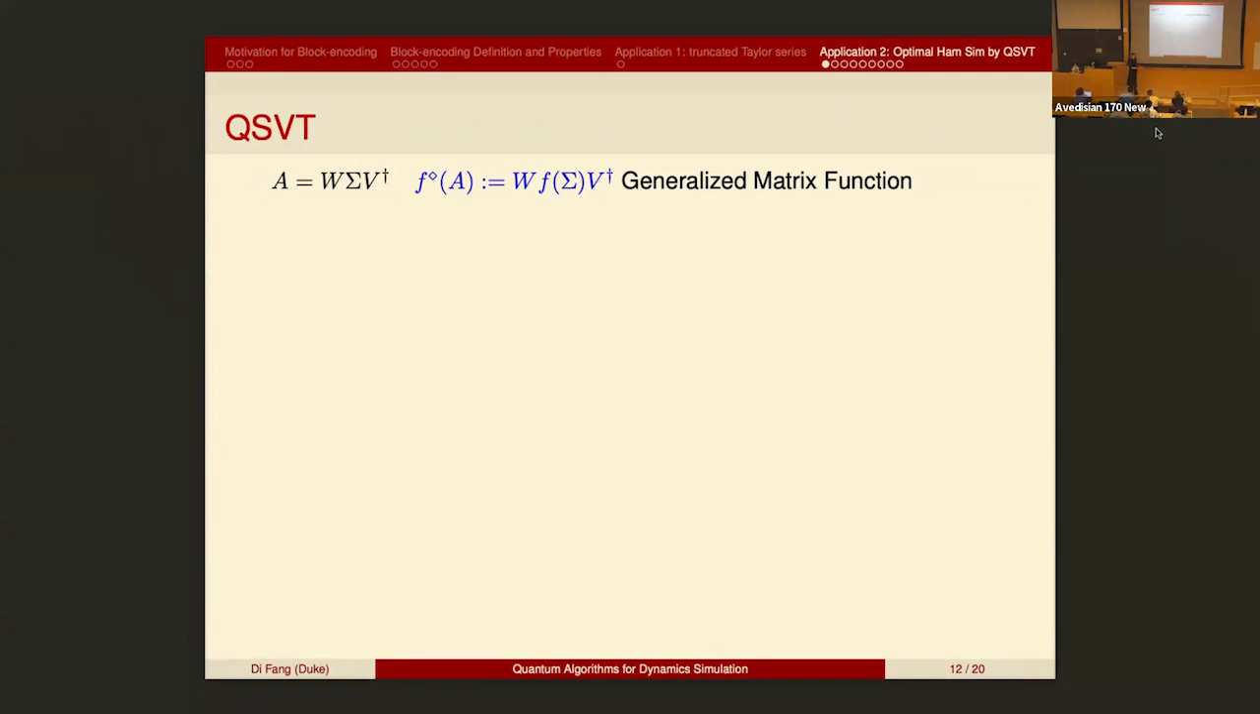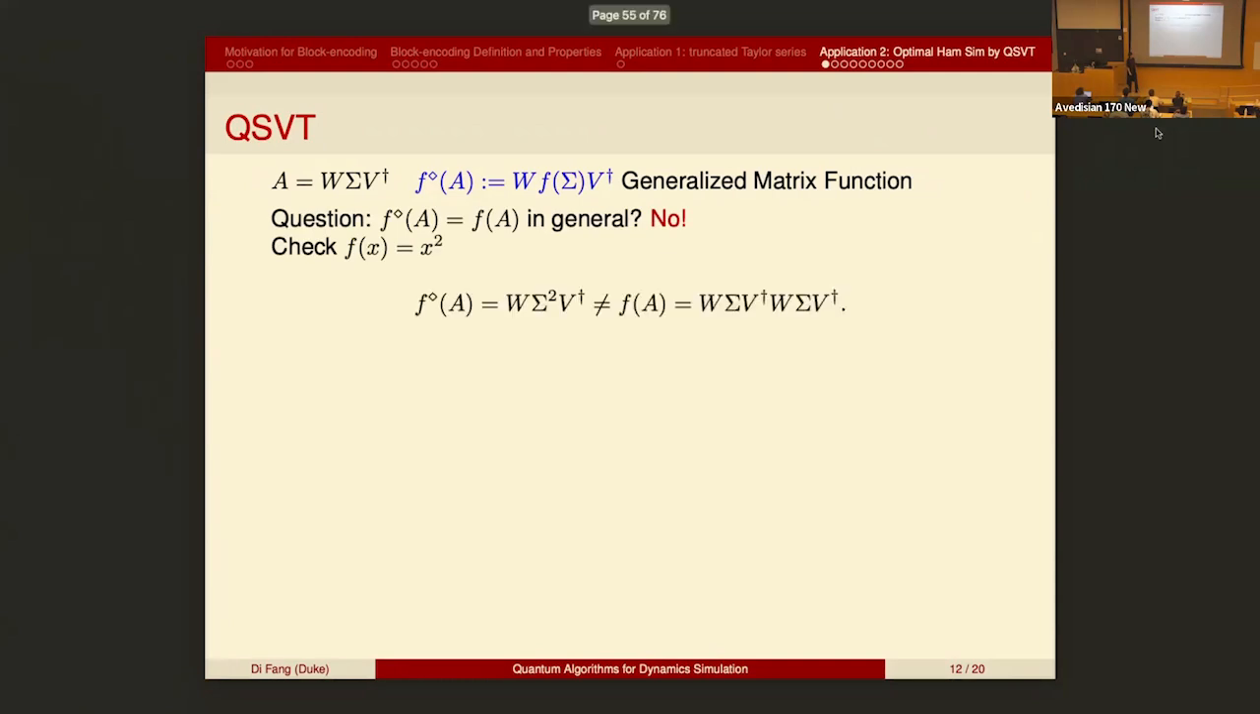You may wonder, isn't this the same as the matrix function itself? Just a simple example to say it's not the same. For example, if my function is x squared, you multiply things out, and you will see that unless V times W is the identity, they are not the same. So in general, they are not the same. That's why it's QSVT, not polynomial of eigenvalues. It's basically SVT, transforming only the middle part.